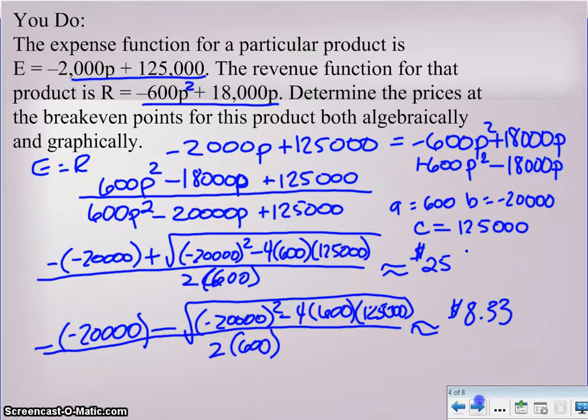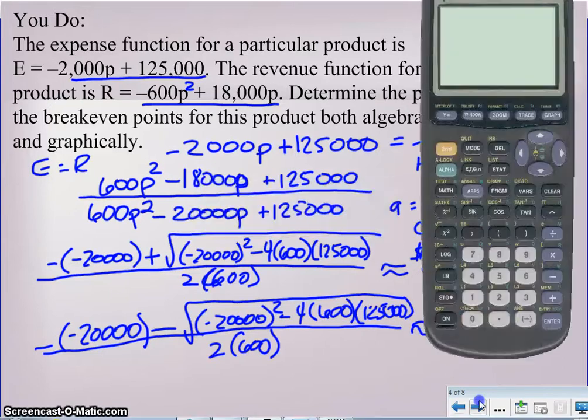Now it also asks us to graph this. So let's go ahead and go through the process of graphing it. So we'll get our graph on here. And what we're going to do is plug in both of our equations. So our expense equation is the negative 2,000p. In this case, we're going to use x, plus 125,000.